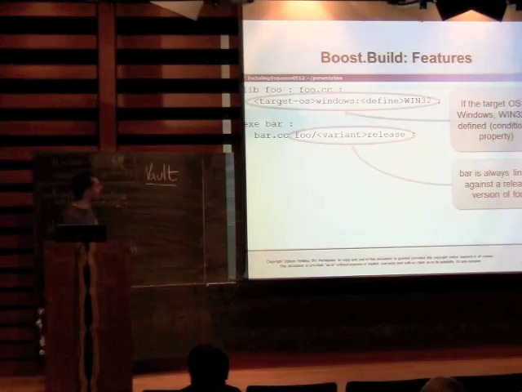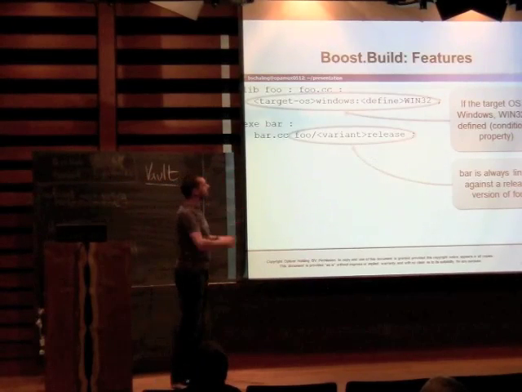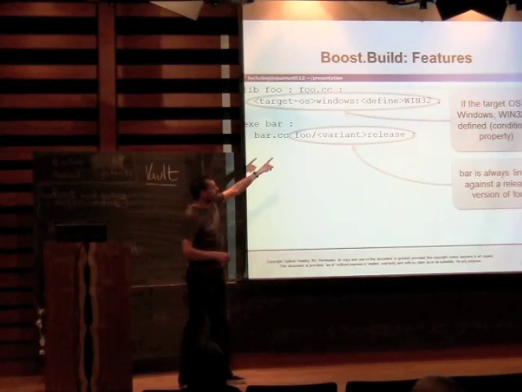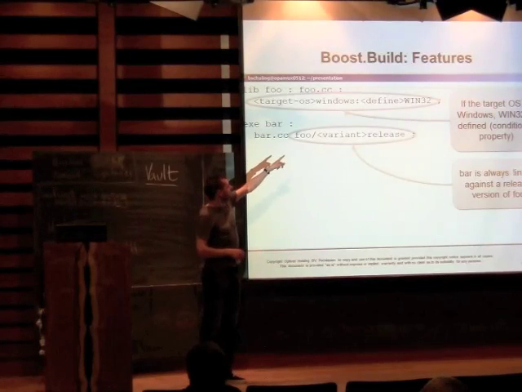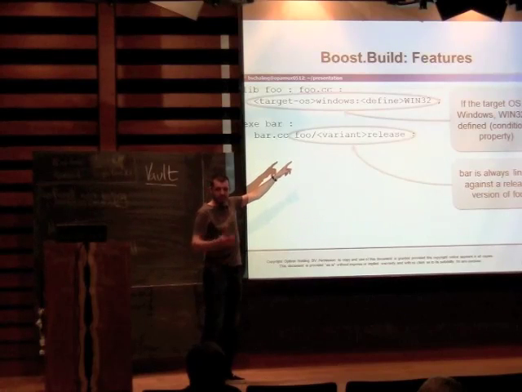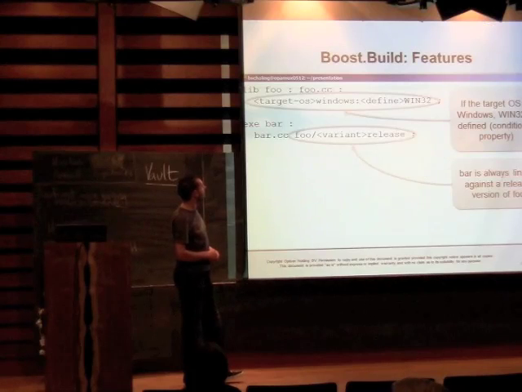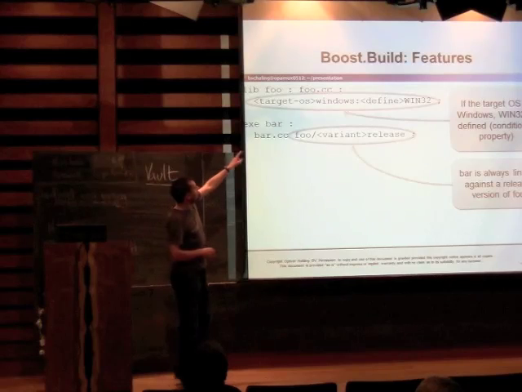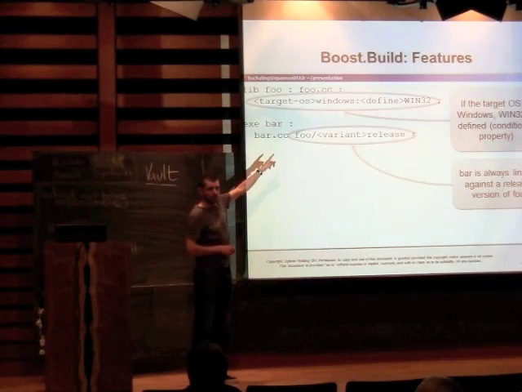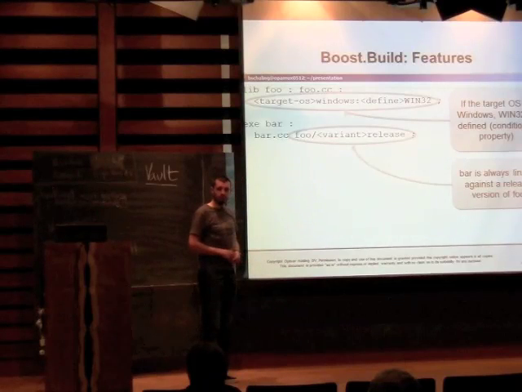We have something like conditional properties. We can concatenate two properties with a colon. When we do this, it is important that we don't add spaces around the colon, otherwise we have again different parameters which you try to pass to the function. And if you use something like this, it means if the target operating system is Windows, then Win32 should be defined. That's a conditional property.